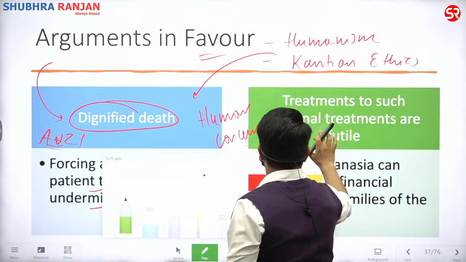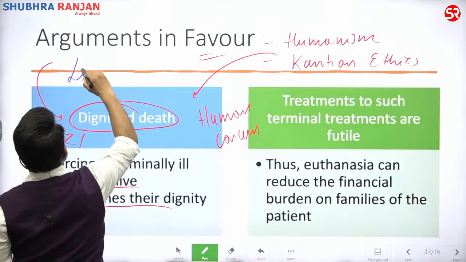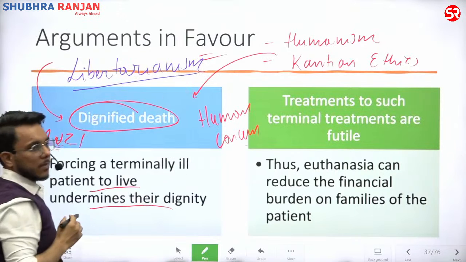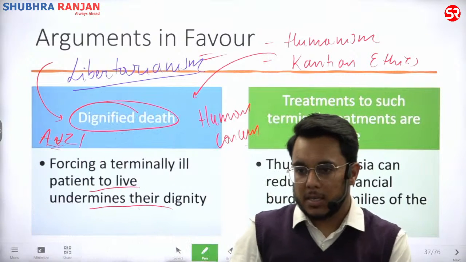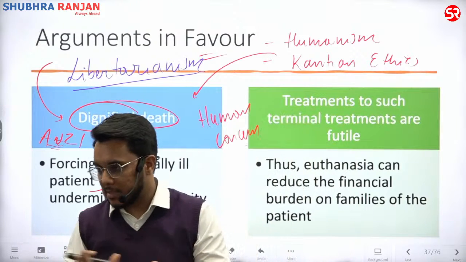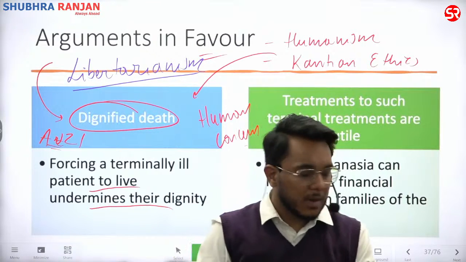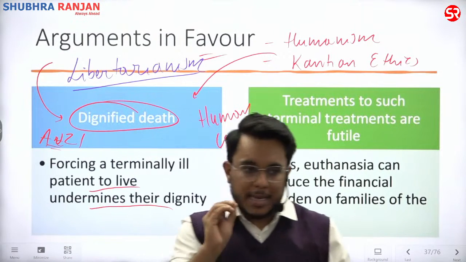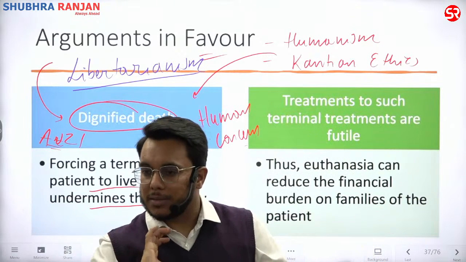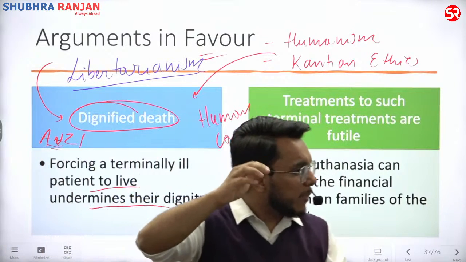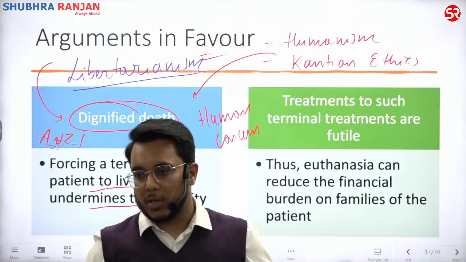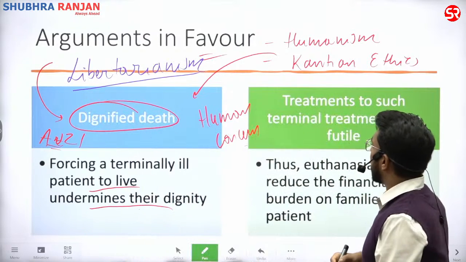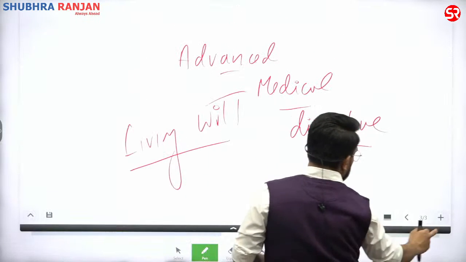Even here we have the idea of libertarianism. Now libertarianism believes in the capacity of an individual to make free choices. Now libertarianism में यहाँ पे इनका argument ये है कि if a person has decided for himself or herself in an advanced medical directive that my life support should be withdrawn, okay, then the point is that there is no logic in denying that particular thing. Is it clear or not? एक और argument भी यहाँ पे आता है, paternalism. Now there is one more argument, that is paternalism.